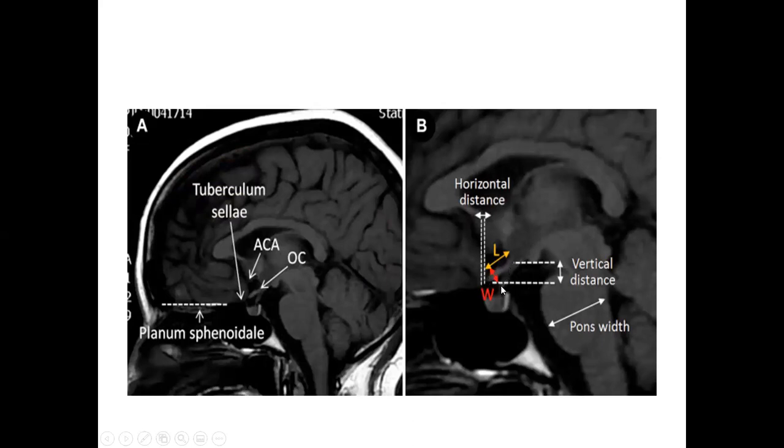When you are planning stereotactic radiosurgery, you have to check the distance between the optic chiasm and the pituitary lesion. There should be at least a 3 mm difference. This is the vertical distance. This is the infundibular stalk, pituitary, and this is the optic chiasm, infundibulum, and pituitary.